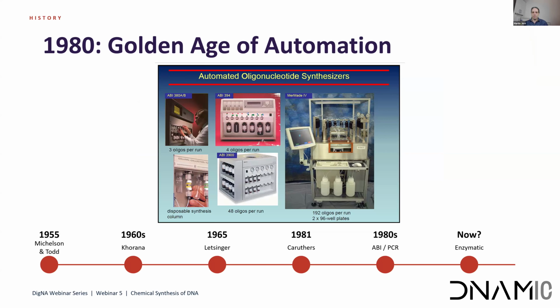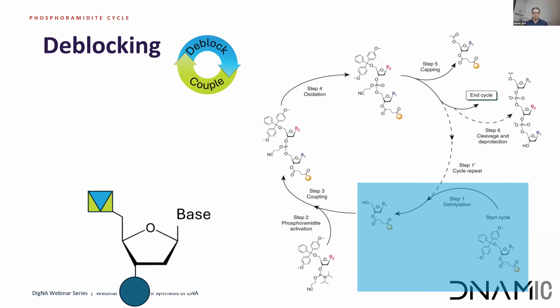Remember the fundamental concept. First deblocking, then coupling of the next base, which contains the next protective group for chain extension. In the phosphoramidite cycle, we have 5 steps: deblocking, activation, coupling, oxidation, and capping. A linker is attached to a solid surface. Either the linker or the previous base is protected with a DMT group. This is being removed by flushing with a weak acid.